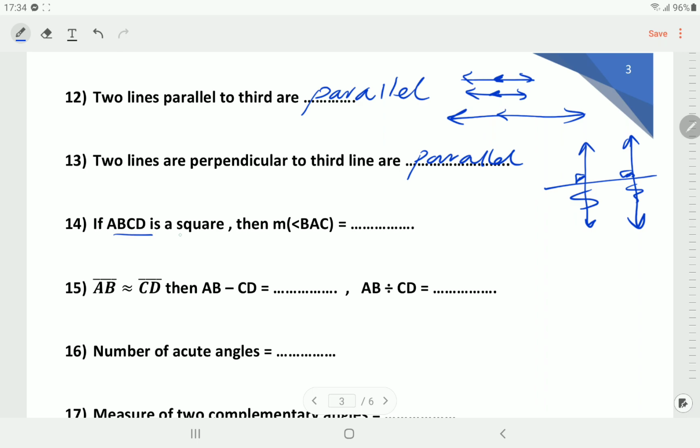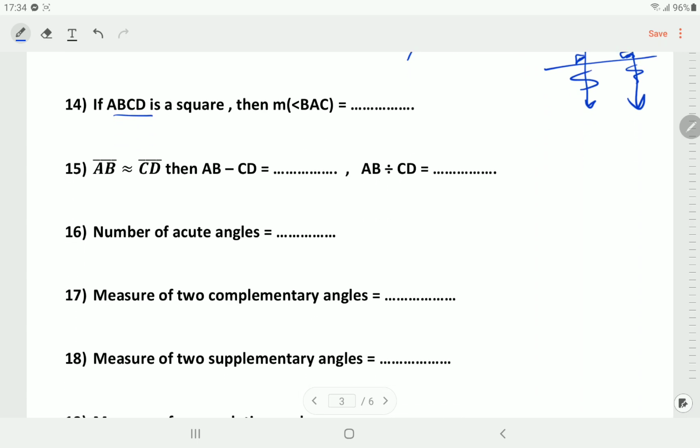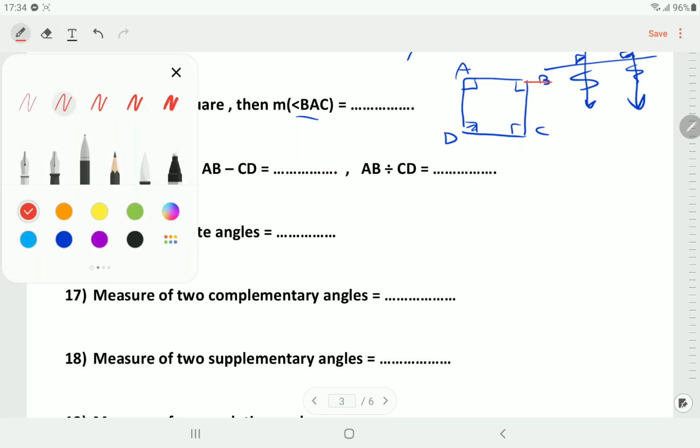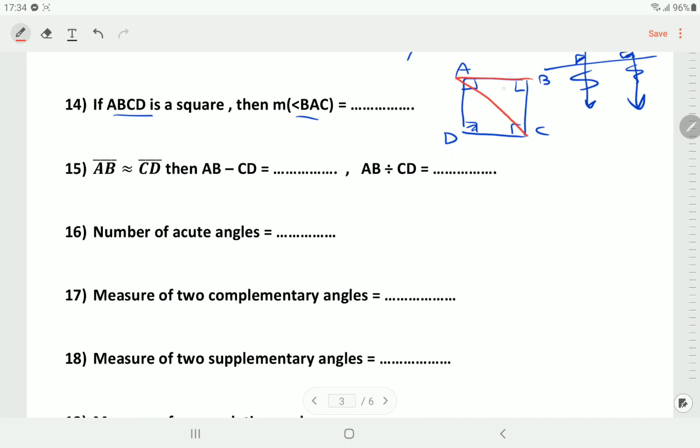If you have square ABCD, what is the measurement of angle BAC? You can draw this square. You know all angles in a square are right angles. What about the measurement of angle BAC? This angle equals half of 90. It's going to be 45 degrees.